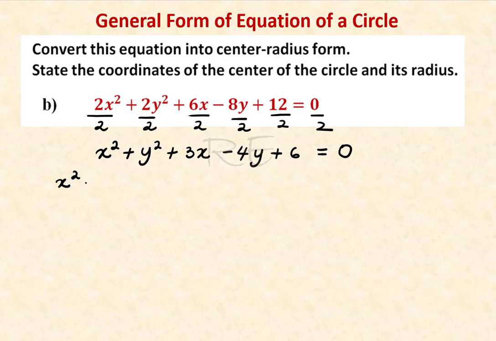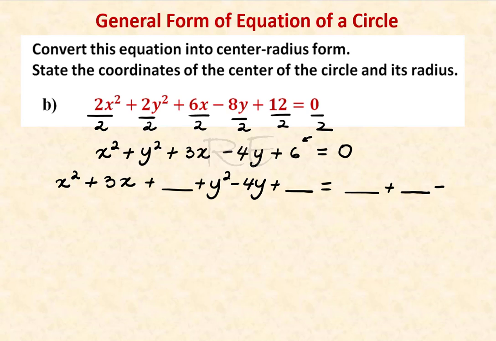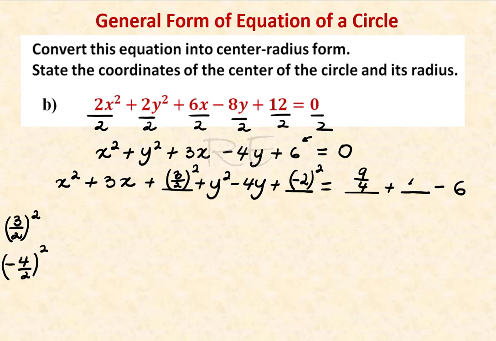Now we're going to group the terms in x squared plus 3x, leave space to complete the square. The terms in y are going to be grouped, leaving space to complete the square, and move 6 to the other side, negative 6. The missing piece is 3 over 2 squared, which is 9/4. The missing piece for the second binomial is negative 4 over 2 squared, so it's negative 2 squared, which is 4.